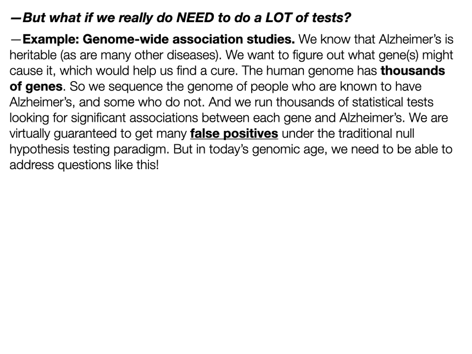Well, the human genome has thousands and thousands of genes. So we can sequence the genomes of people who have Alzheimer's and people who don't. And then we can run thousands of statistical tests looking for associations between each of the genes and Alzheimer's. So in each test, the genotype of the person is the independent variable, and whether or not they have Alzheimer's is the dependent variable. Well, when we run thousands of tests like that, we're virtually guaranteed to get a whole bunch of false positives. We'll probably get some true positives as well, but we'll get a bunch of false positives.